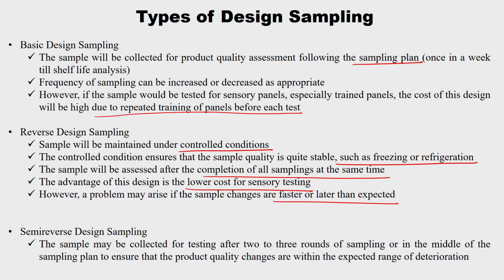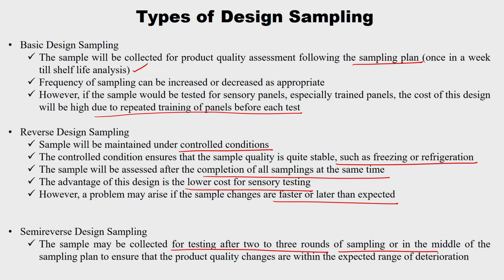The third one is semi-reverse design sampling. By the name itself we can know that both basic design as well as reverse design will be applied at the same time. So, testing after 2 or 3 rounds, for example, we go once in a week till shelf life analysis. So, I will have the first 2 to 3 rounds of samples, or in the middle of the sampling plan, to ensure the product quality changes within the expected range of deterioration. So, I will use both the techniques.